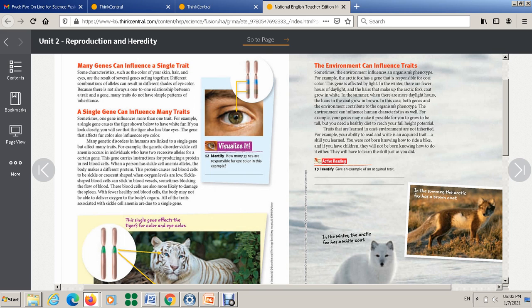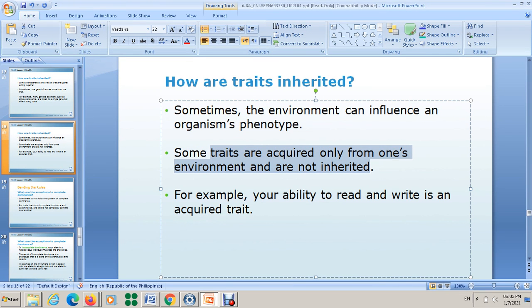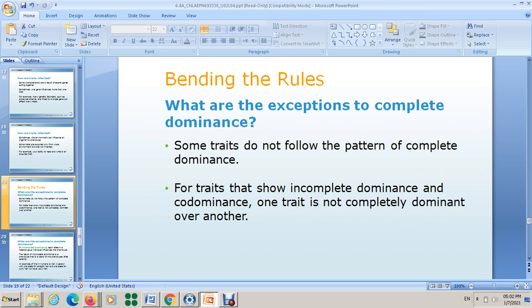Actually, some traits we learn from our surroundings and don't inherit. For example, the ability of reading, we don't inherit this from our parents, right? This you need to practice. You will have to work on it. The ability to run, for example, maybe the ability to play football. These traits are sometimes acquired only from one's environment and are not inherited. For example, your ability to read and write is an acquired trait. Okay, I hope these examples are clear for you.